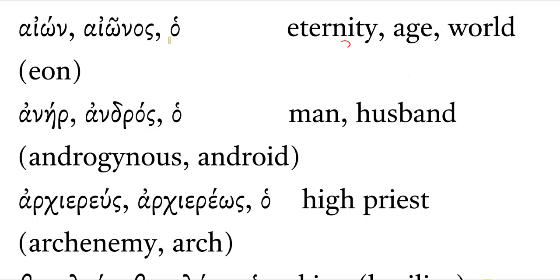In other words, you're going to memorize ho aion tou aionos, right? That's how you're going to memorize it. Ho aion tou aionos. Pardon me, I should put a little more emphasis on the o there. So let's try that again. Ho aion tou aionos is the word for eternity, age, or world. And we continue to give you some derivatives in English here.